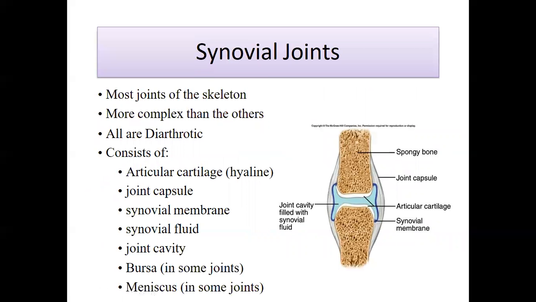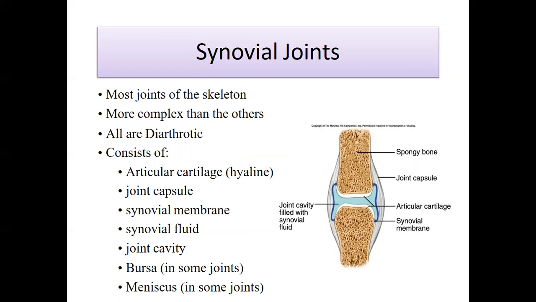So most of the joints in your skeleton are in fact types of synovial joints. All of these are diarthrotic, meaning that they are freely movable. Each of the synovial joints has particular structures that are common to all synovial joints.